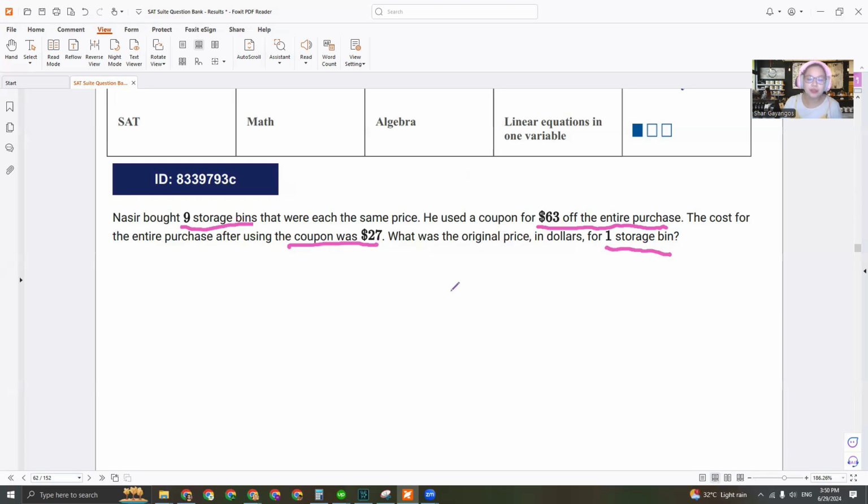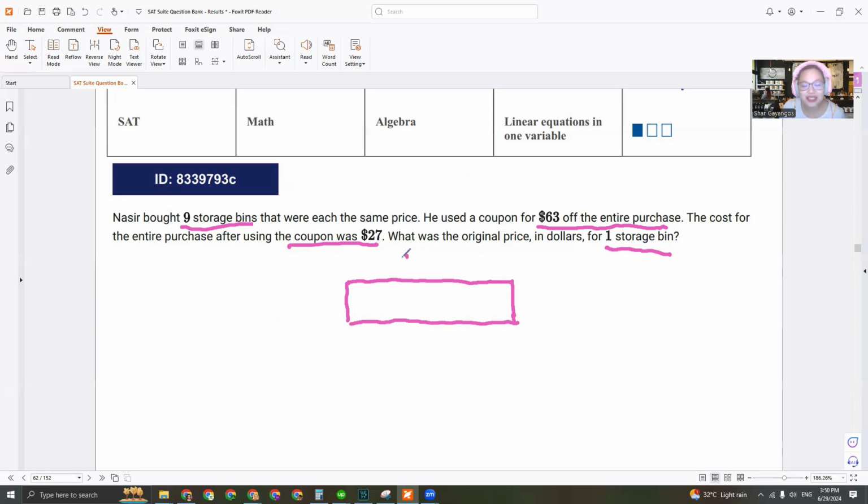That's amazing, right? That's how you know you have a good deal, if your final amount is way smaller than the discount. I love discounts. I love freebies. I'm that kind of person. So good job, Nasir.